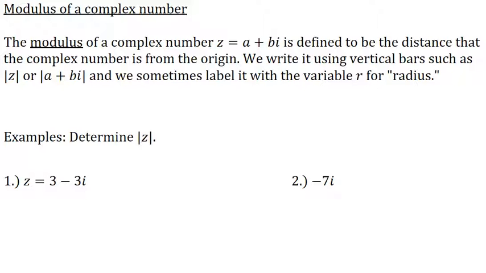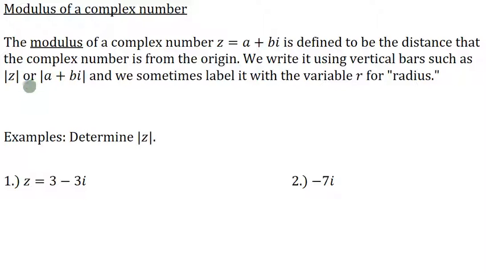Here we define the modulus of a complex number. A complex number could be called z, and we would typically write it in rectangular form as a plus bi. But the modulus of a complex number is the distance that the complex number is from the origin in the complex plane. And so we often use the vertical bars for it to indicate distance.